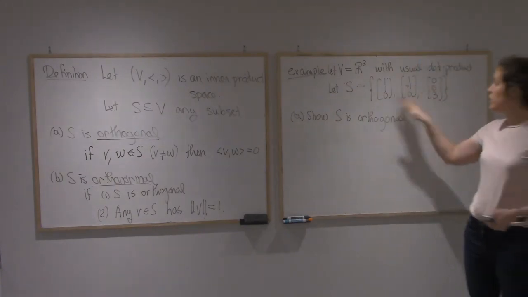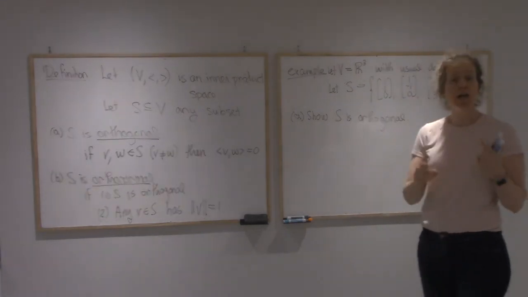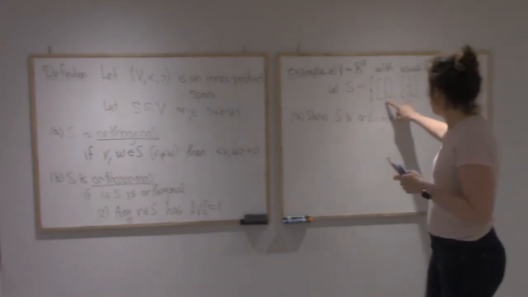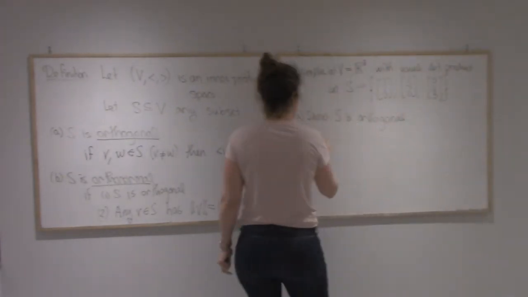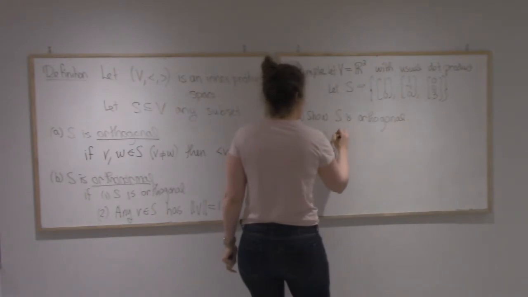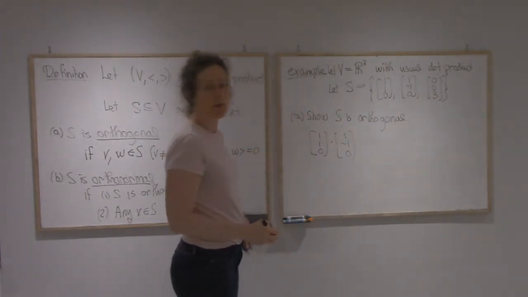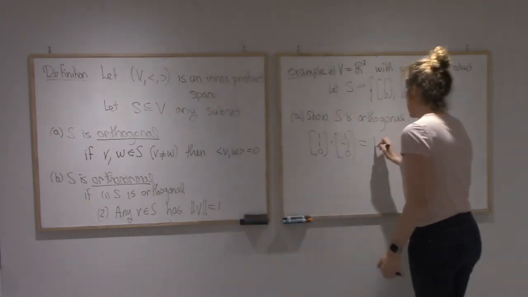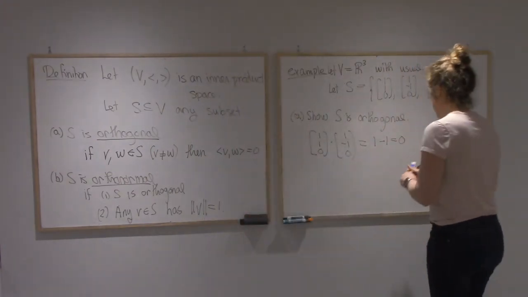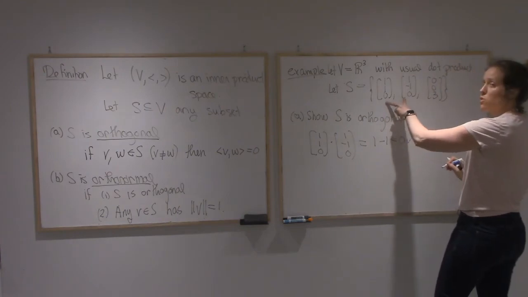So I have three vectors. I need to show that any pair is orthogonal. So let's take these two. I'll compute their inner product. Again, because this is Euclidean space, I'm using the dot product. So I'm going to get 1 minus 1, which is 0. That's perfect. So these two are orthogonal.